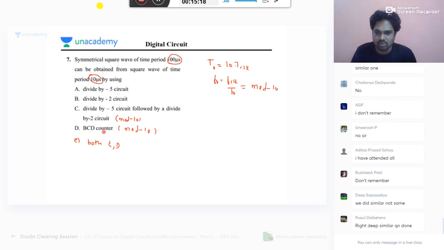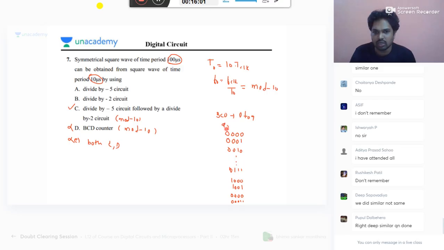BCD decade counter is also a mod counter, and this is also a mod 10 counter. So which of them is to be selected? This is wrong. This is only right. Both are there. Both is also wrong. Why is it wrong? I will tell you. You take mod 10 BCD. The BCD counter will count from 0 to 9, that is all zeros to all ones. After 9, it will again count from 0, 1 and so on.